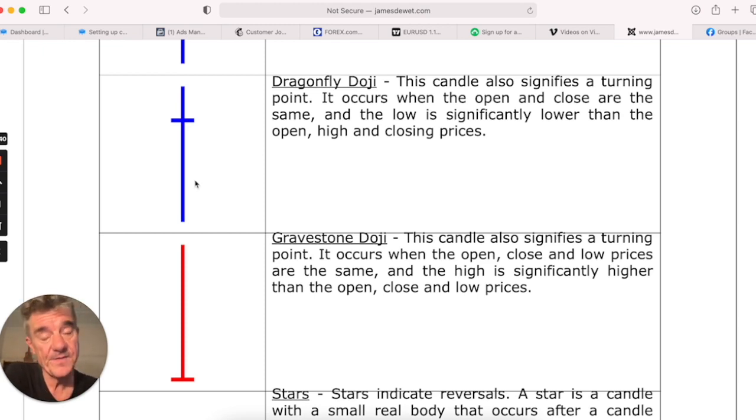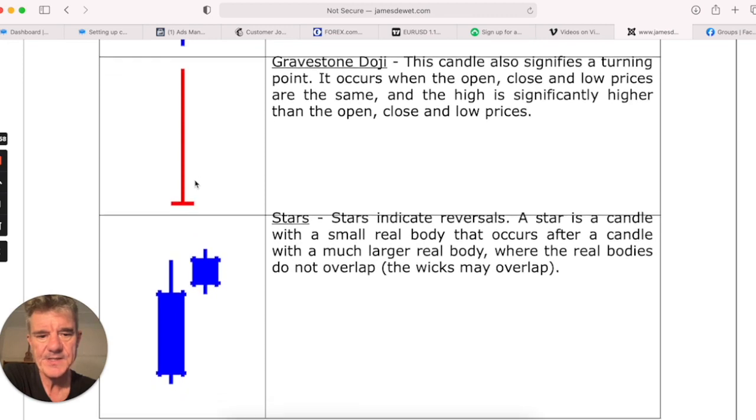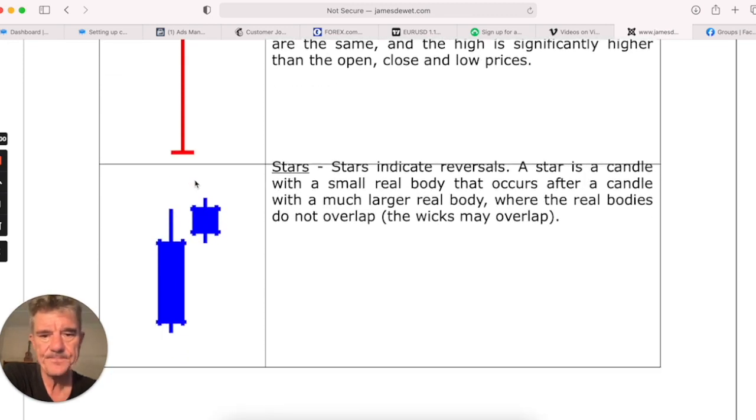Or at the top of a rising trend, you could have a one down, one up. Same thing. And those are really good indicators. Again, they don't happen all that often, but when they do, and they're in the right place on the chart itself, they're really good reversal patterns. Stars we've talked about already.